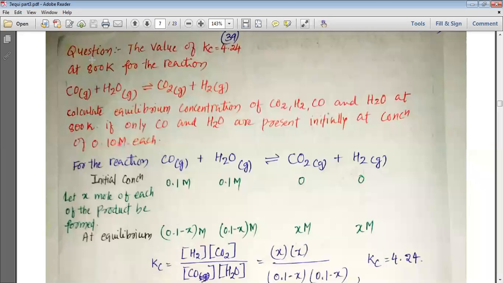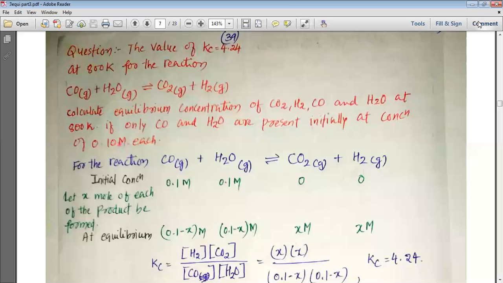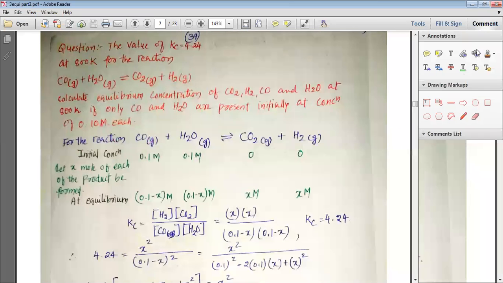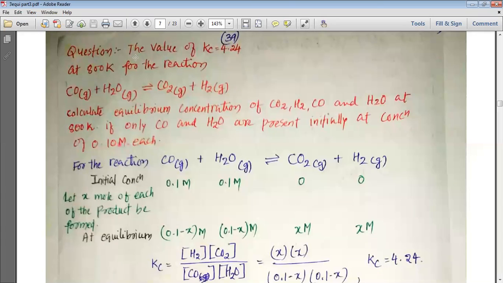In the last period we studied a question in which we were given some value for Kc. On the basis of that, we need to find out the other values. Yesterday we actually solved this problem, but let us do a revision for this problem.